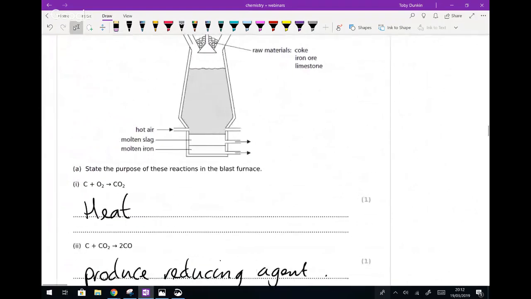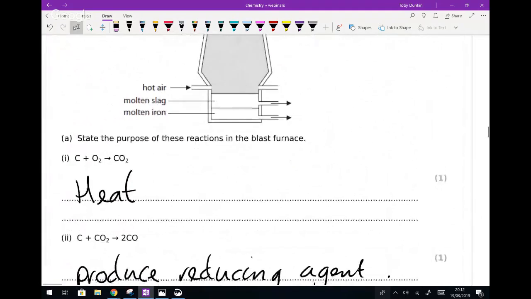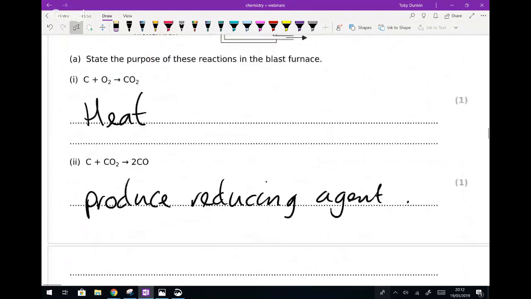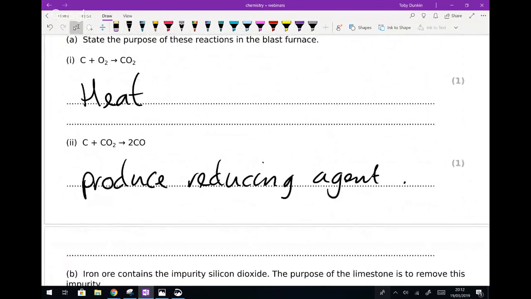Blast furnace reappearing again. State the purpose of carbon plus oxygen goes to CO2: it is to produce the heat. Carbon plus CO2 goes to carbon monoxide: it is to produce the reducing agent and produce more heat. That could be a 2-mark question. Produce more heat.